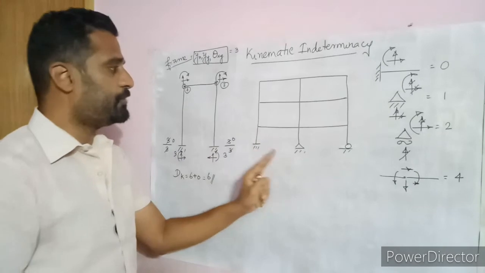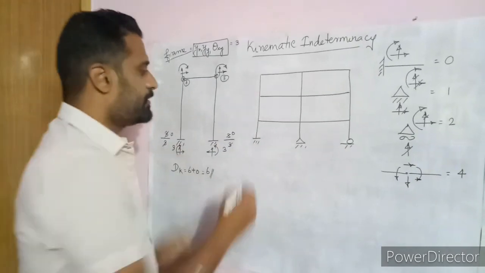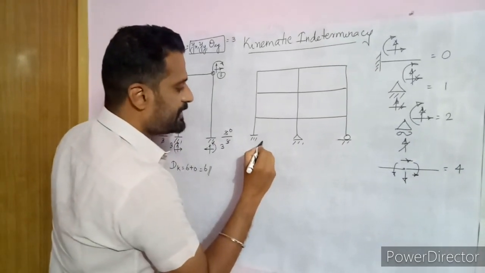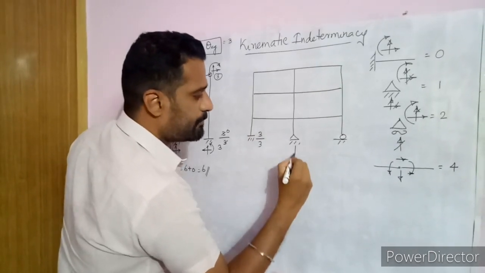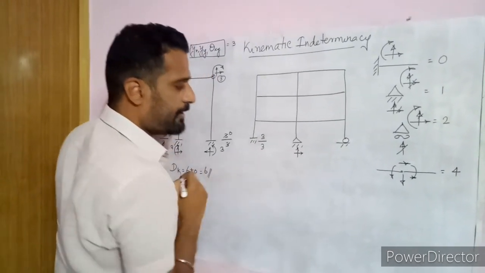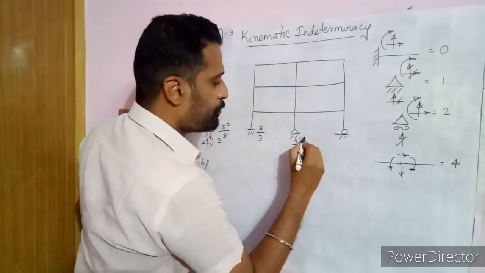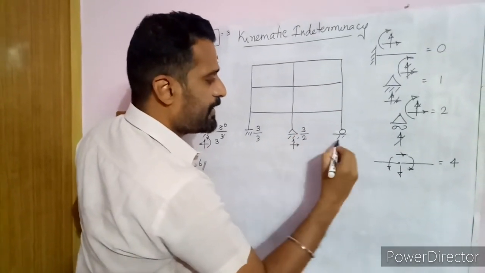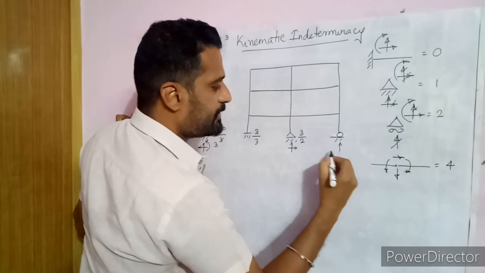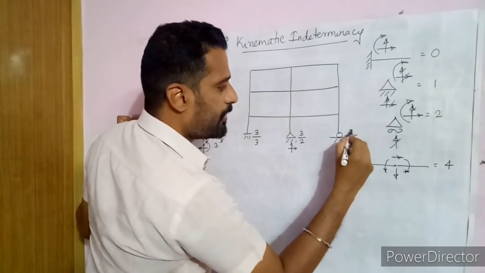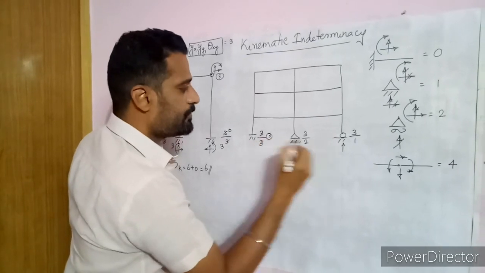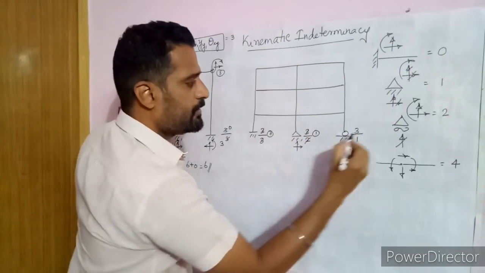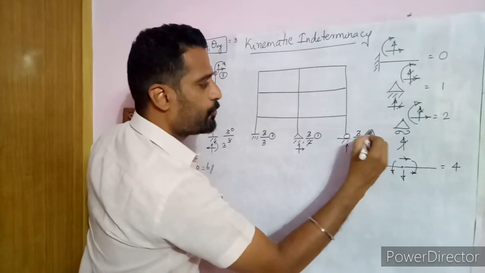So let me now go to this frame structure. So this is a fixed. So fixed, it is 3. We know, so 3 out of 3. Then it's a simply supported. So it has horizontal and a vertical resistance. So it is 2 out of 3. And it has only the vertical resistance, which means 1 out of 3. So now we calculated 3 minus 3 as 0, 3 minus 2 as 1 and 3 minus 1 as 2.